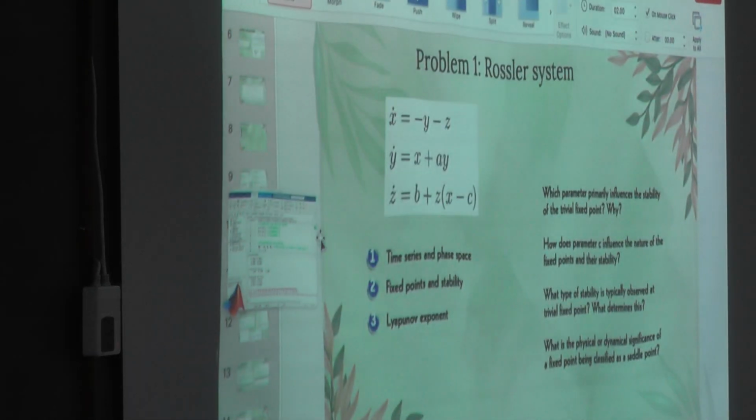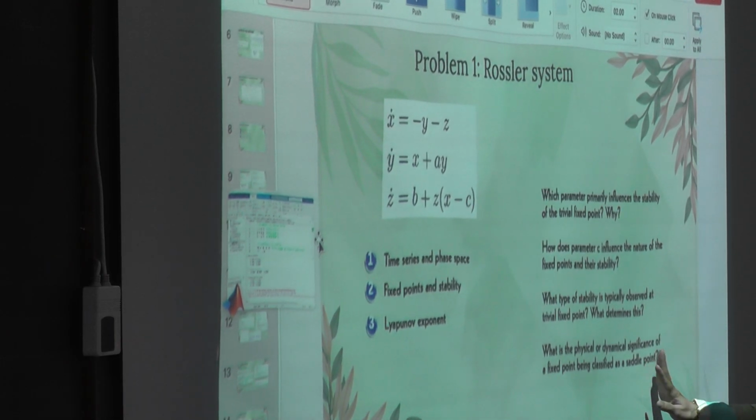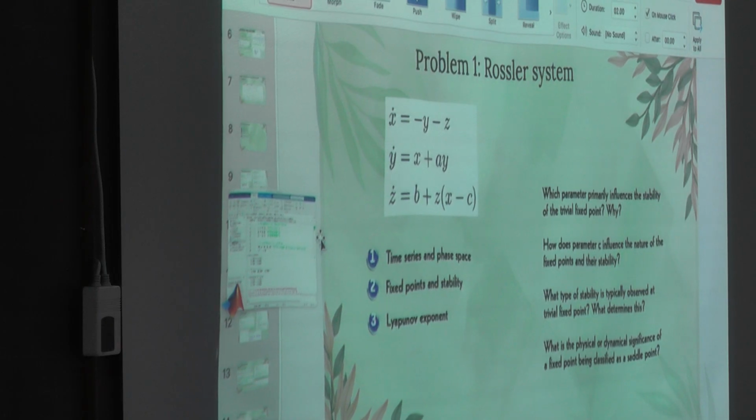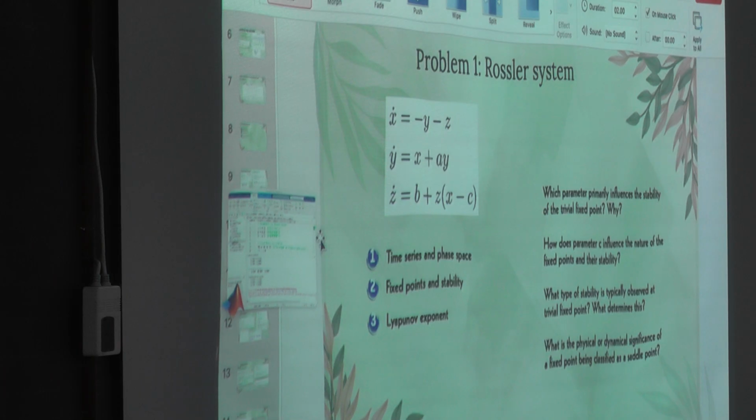Alright. But then my question is very obvious, right? So you know what is the answer for this? What is the physical or dynamical significance of a fixed point being classified as a saddle point? I think I already gave the answer in the lecture. That one is a saddle point. One direction is stable, one is unstable. So, stability and instability.